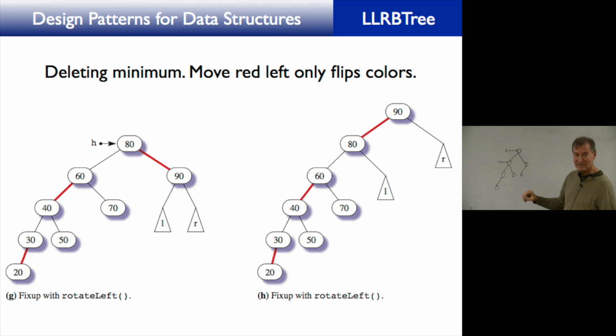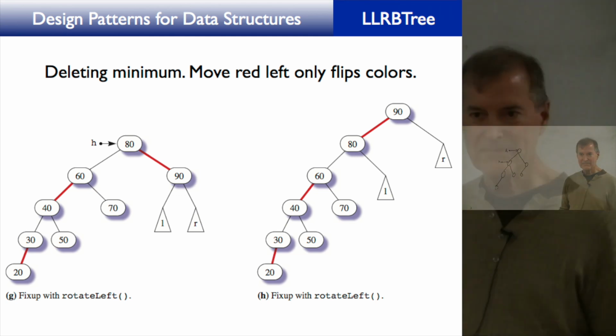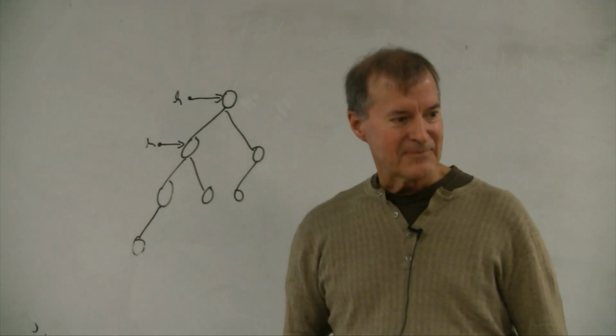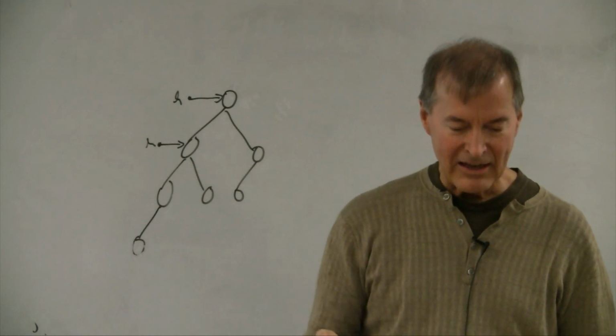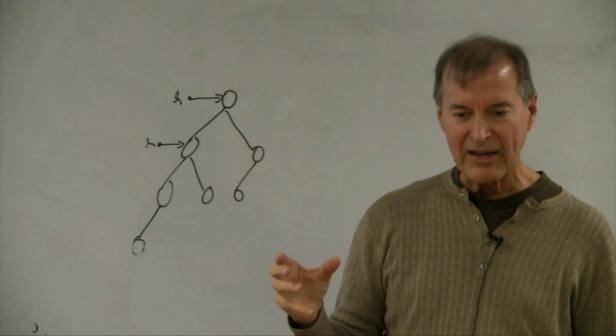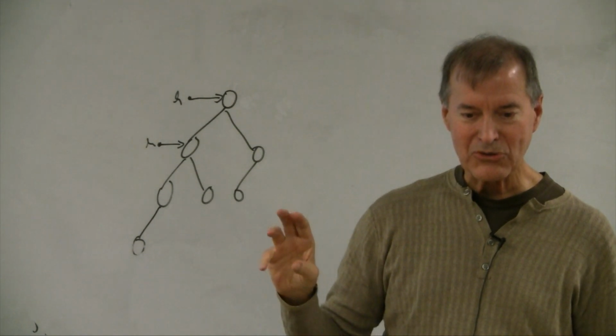Is everybody good? Okay. And what's the black height of 30? What's the black height of 50? 1. And what's the black height of 40? 2. Now do you see how the black height is maintained? Is everybody clear? Now it's just slightly more complicated if that move red left has to do that intermediate code.